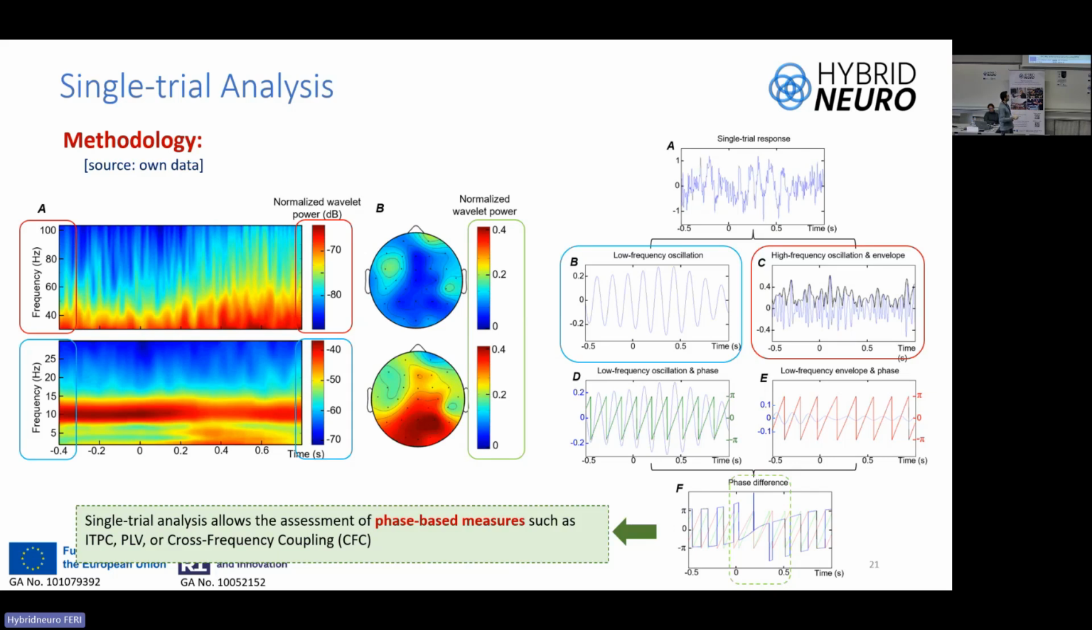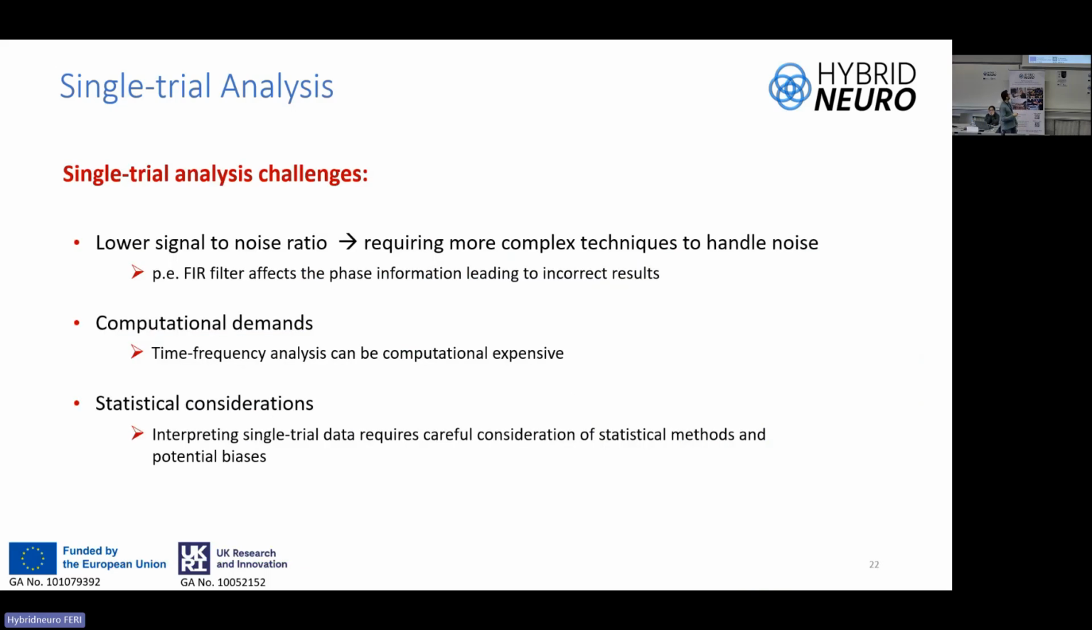But one of the main parts of the single trial analysis is that we can perform some phase-based measures. When you average the trials, you maintain the amplitude of the measures of the trials, but you lose all the information of the phase. And there are some analyses in the field of psychiatry or neurology that say that there is very important information in the phase. So in this case, it is recommended to use the single trial analysis.